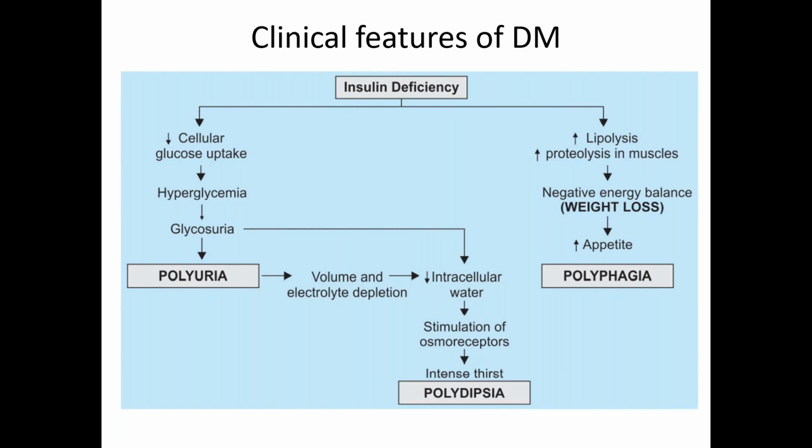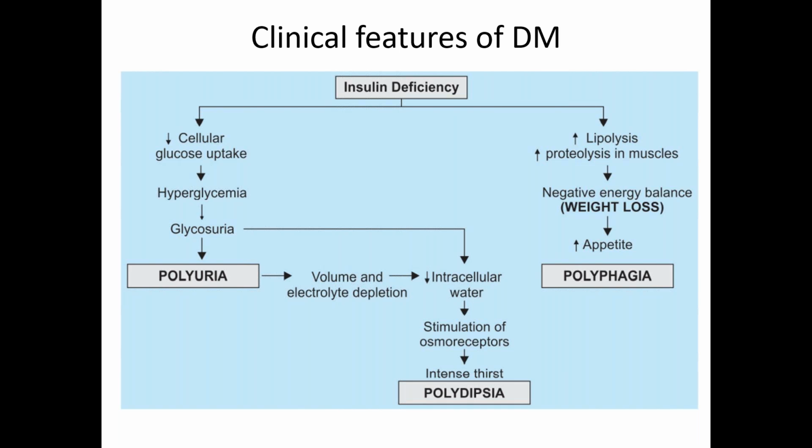I will explain this again graphically. The insulin deficiency, how it leads to polyuria, polyphagia, and polydipsia. So polyuria is because of decreased cellular glucose uptake. That is, glucose utilization is decreased by the muscles. So there is hyperglycemia. Hyperglycemia leads to glycosuria. So along with glucose, water is also lost in excess. That leads to polyuria.